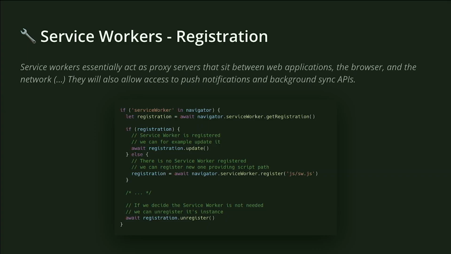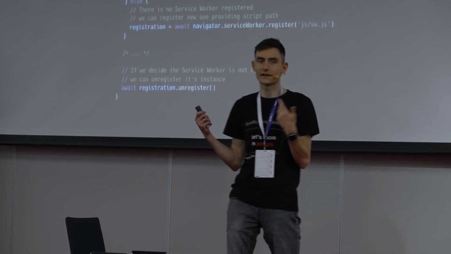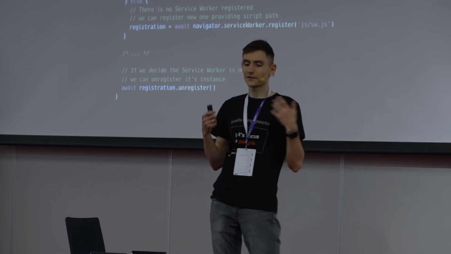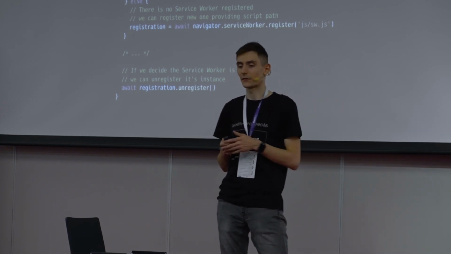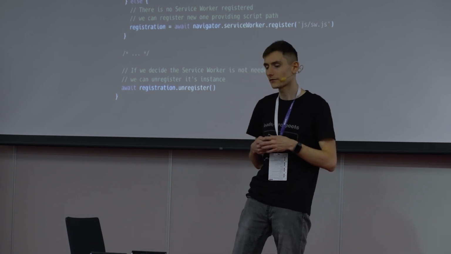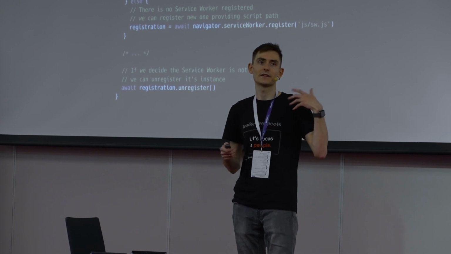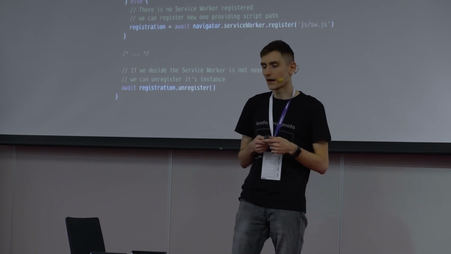This is an asynchronous method. It will give us information if we have the service worker registered for our application or not. So we check it. If it exists, we have the registration of this instance of the service worker, and we can use it. For example, we can update it or do other things with it. If it does not exist, we can register a new service worker, calling navigator.serviceWorker.register, providing the path to the script.